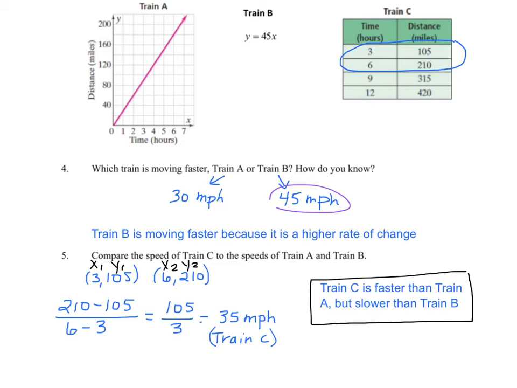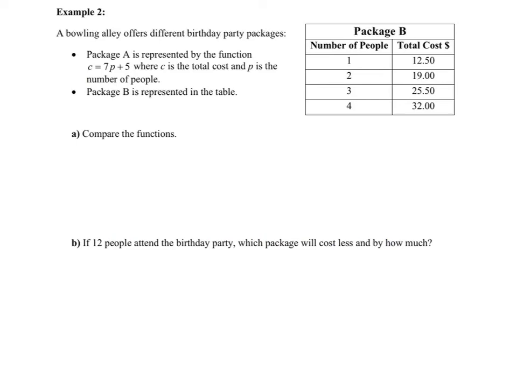Let's do another example together on comparing functions. Example 2 is a bowling alley offers different birthday party packages. Package A is represented by the function C equals 7p plus 5, where C is your total cost and P is the number of people. Package B is represented in the table. So compare our functions. Let's first compare package A. Let's identify what our rate of change is in package A. So in package A, we're given the formula C equals 7p plus 5.